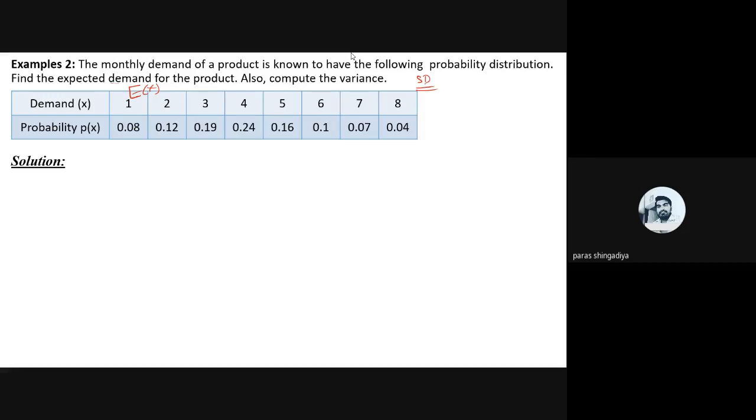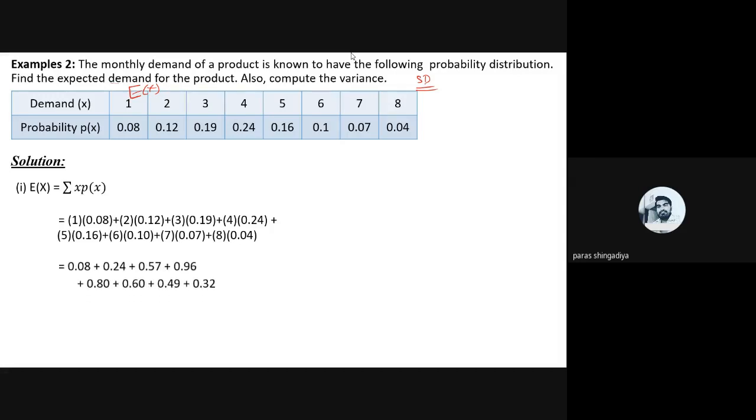So here values of X with its probability are given in this table. First write the solution of E of X. E of X can be written as sigma X into P of X. So first multiply the random variable with its probability, then find the total. So it is 1 into 0.08 plus 2 into 0.12 plus 3 into 0.19, 4 into 0.24, up to the last one, 8 into 0.04. Multiply each and find the total, so you will get the answer.